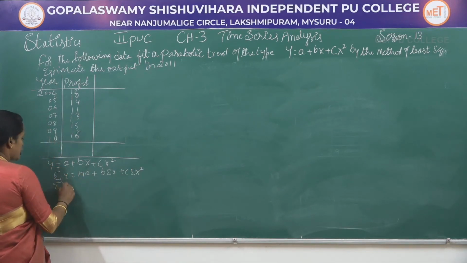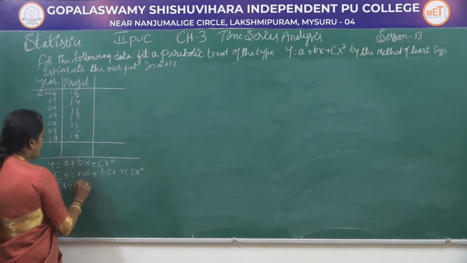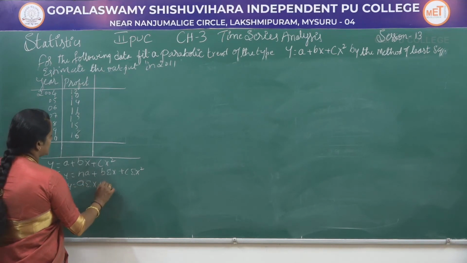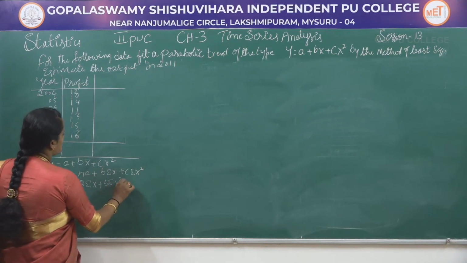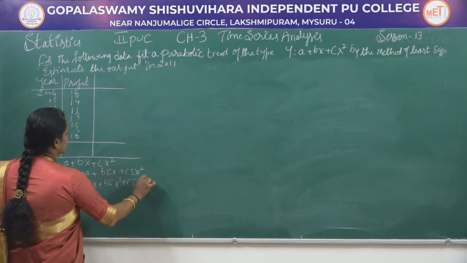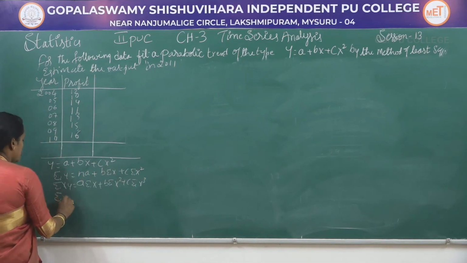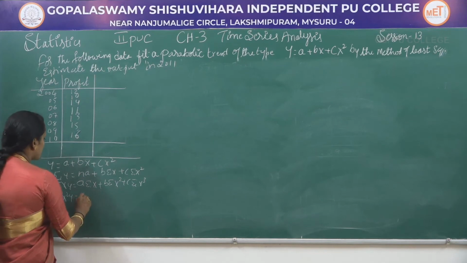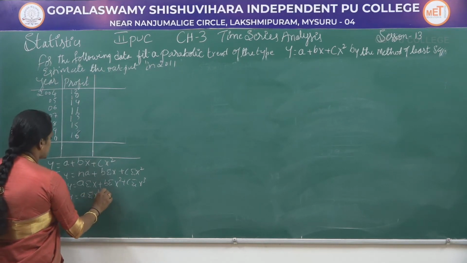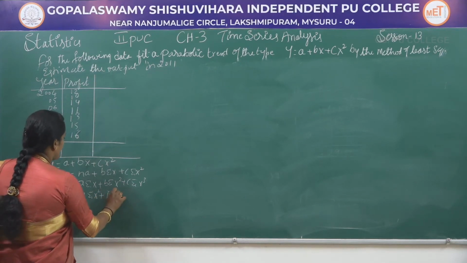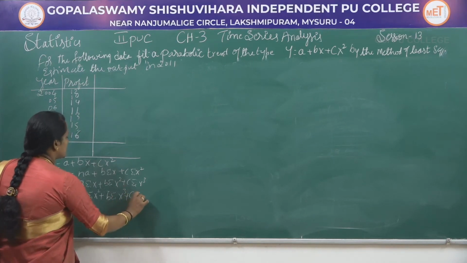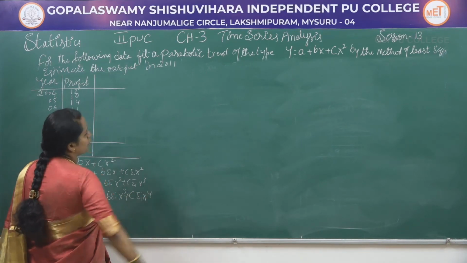Next, summation xy is equal to a into summation x plus b into summation x square plus c into summation x cube. Next, summation of x square y is equal to a into summation x square plus b into summation x cube plus c into summation x power 4.